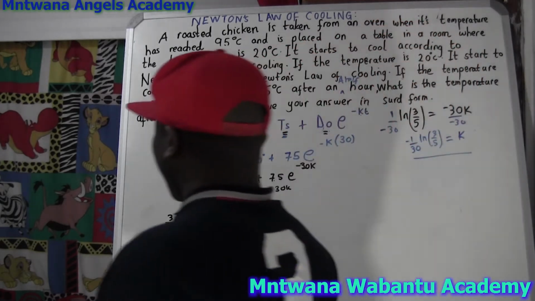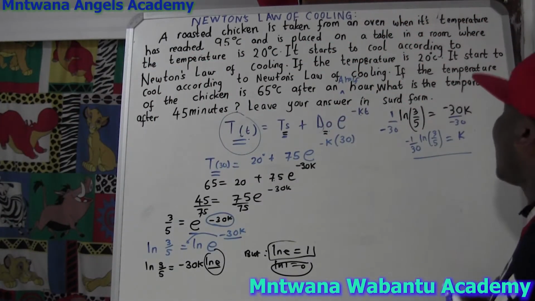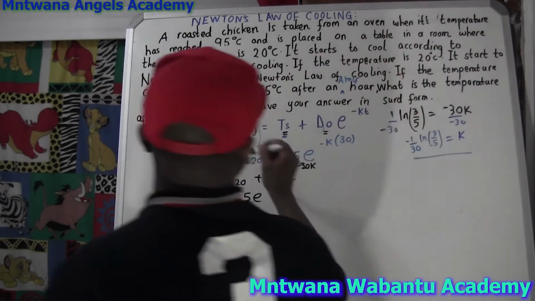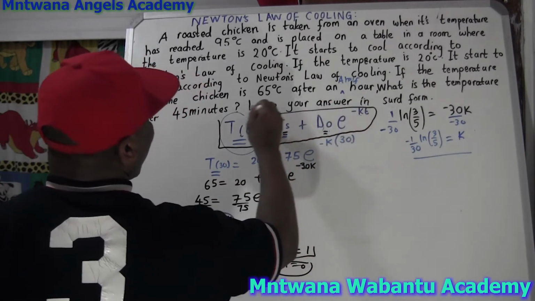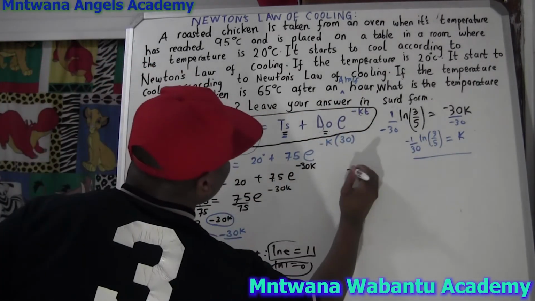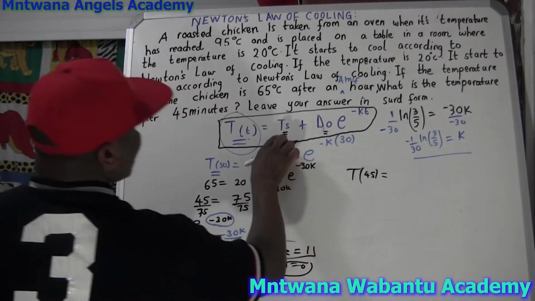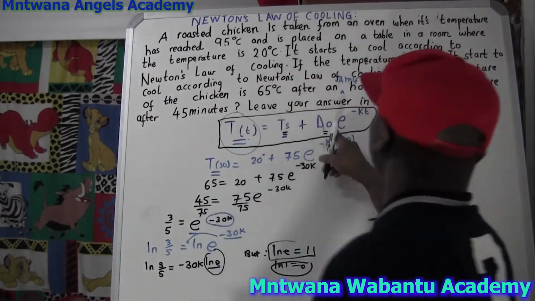After getting our k, what do we need? According to the question, they didn't ask for k. They ask, what is the temperature after 45 minutes? So we're going to use the same original formula. After 45 minutes, the temperature T equals the initial room temperature, 20, plus the change in temperature.